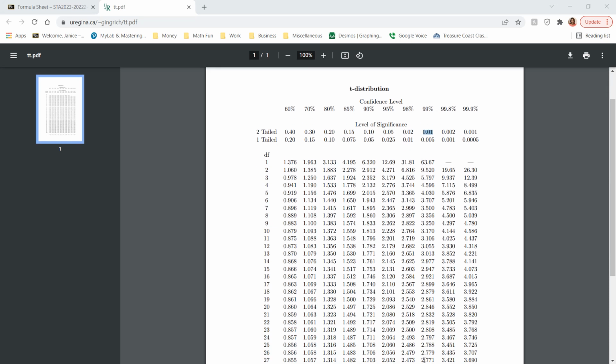Let's make sure this is the right one. It's going to be this one here. So we look up two tails, it's still 0.02. It's already dividing up the tails for you on here. So it's a 98% confidence level. So 24, 2.493.